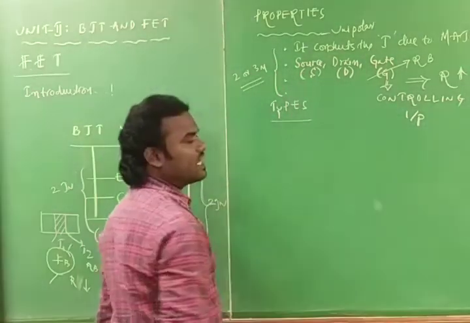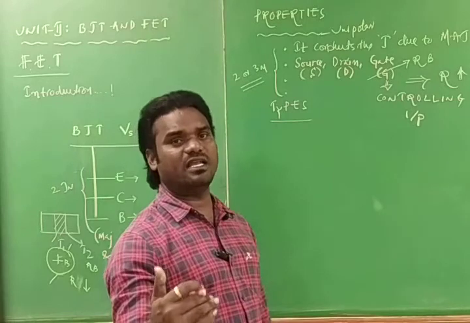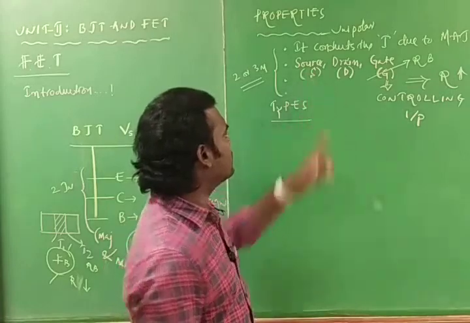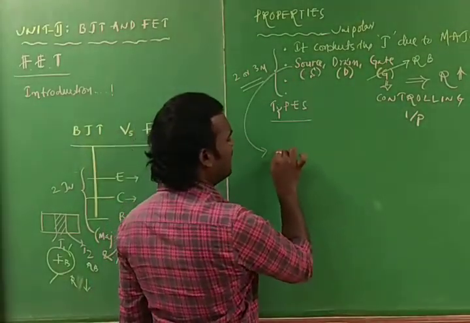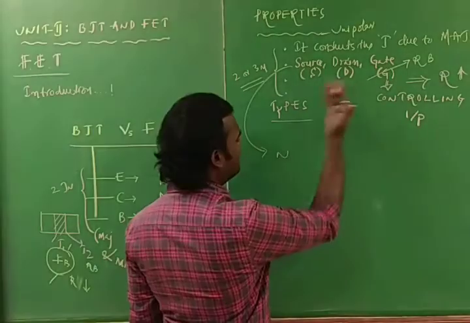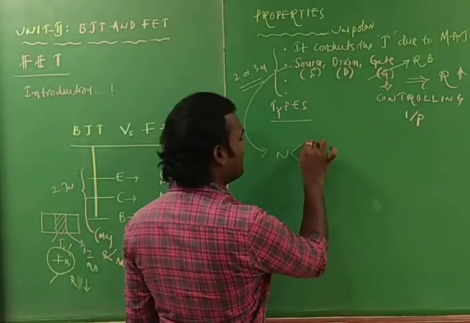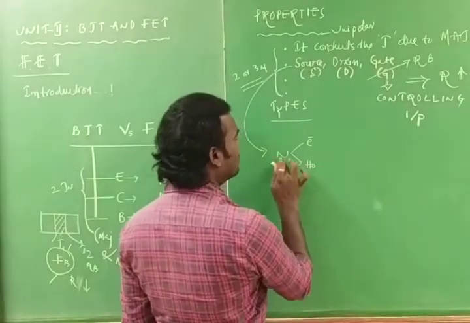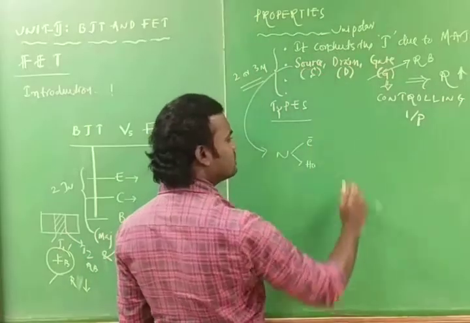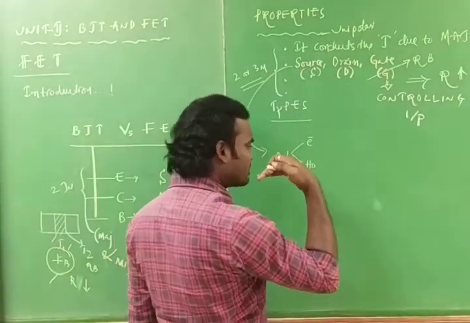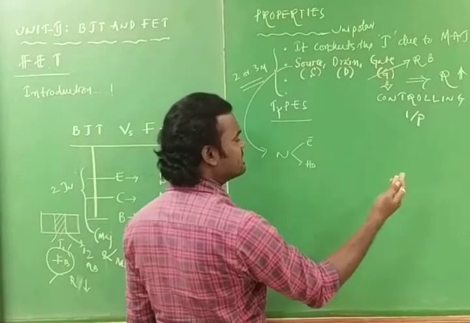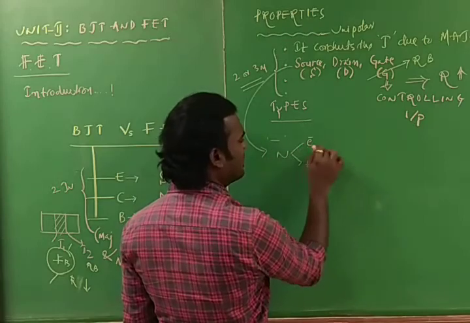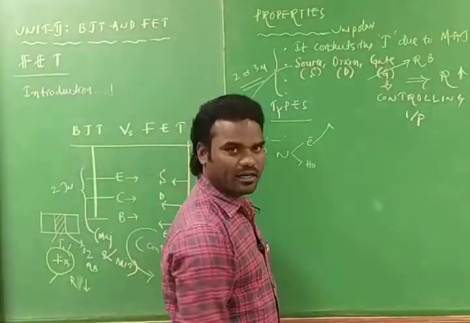The source is connected in such a way that it has to supply the majority charge carriers. That means if the source is N-type material, it has to supply the majority charge carriers. In an N-type semiconductor, electrons are the majority charge carriers and holes are the minority charge carriers, so according to the function of the source, it has to supply the majority charge carriers. If it is N, it has to be connected to the negative terminal so that electrons will be supplied to the layer.